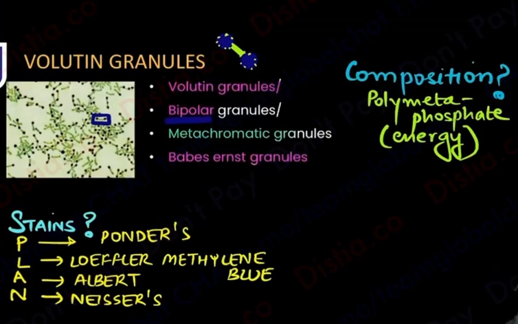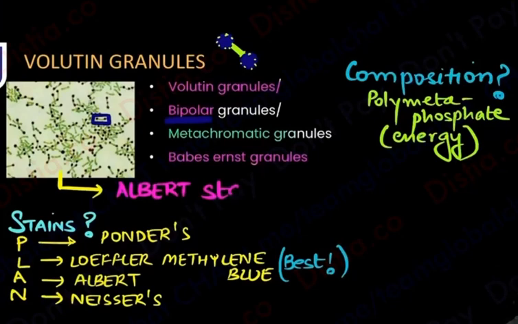So what is your plan for Valentine? Sad medicos plan that we are doing this mnemonic. Ponders, Loeffler methylene blue, Albert and Neisser, out of which now they are saying Loeffler methylene blue is said to be the best. But this photo is not of Loeffler methylene blue. This picture is a picture of the very famous Albert staining. So that is the question that they are going to ask you moving forward. What is Albert stain? You've seen this PYQ many times.